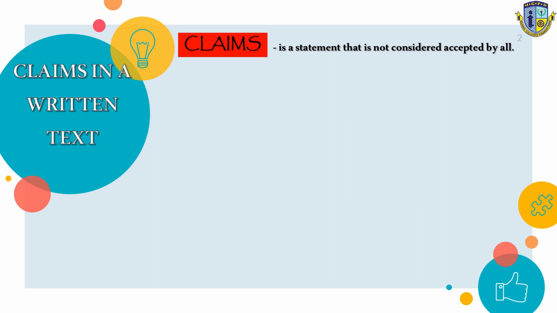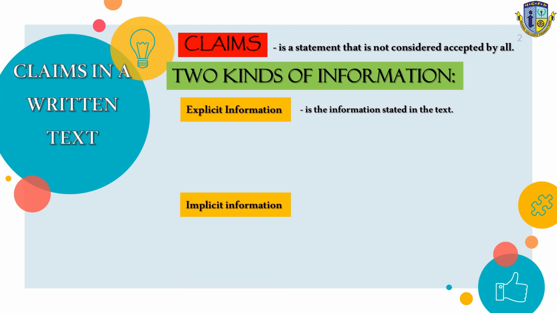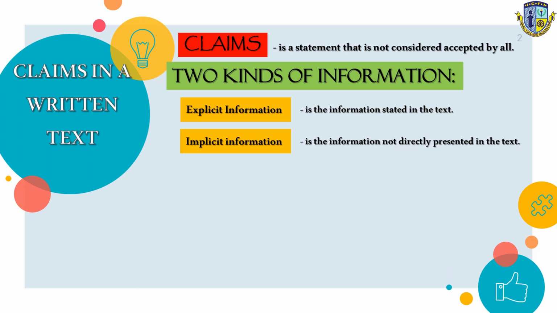There are two kinds of information. These are the explicit information and the implicit information. Explicit information is defined as the information stated in the text. Readers can see the piece of information stated in the given passage. While the implicit information, these are the information that are not directly presented in the text, meaning we need to read between the lines to understand the details that the writer is trying to tell us.